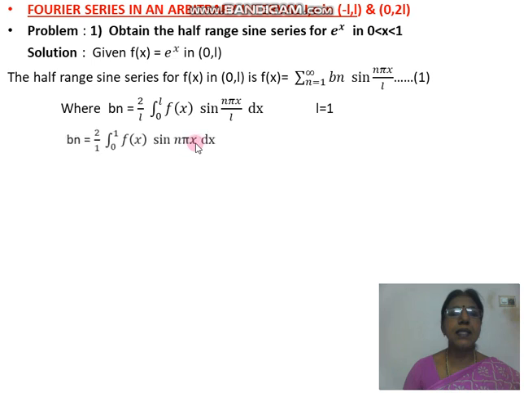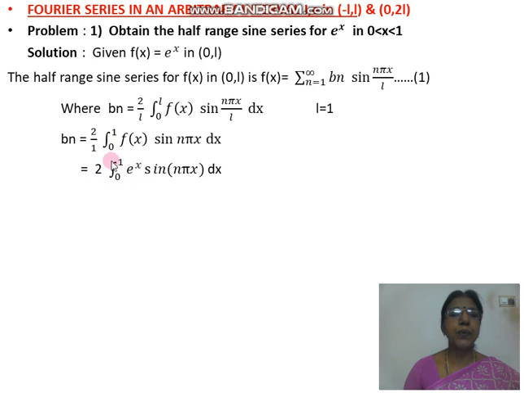Now you get in this interval bn is equal to 2 by 1 integral 0 to 1 f of x sin n pi x dx. Okay, what is f of x now? Substitute here. This is equal to 2 integral 0 to 1, f of x is e power x, sin n pi x dx. Use the formula for the integral of e power ax sin bx dx. In place of a we have 1, and in place of b we have n pi.